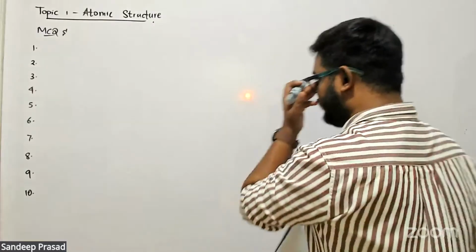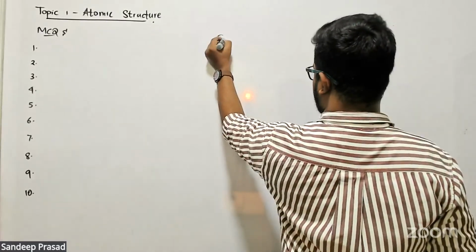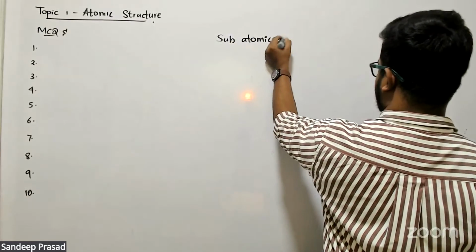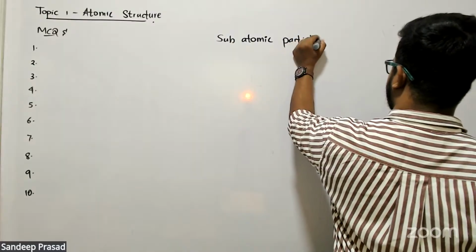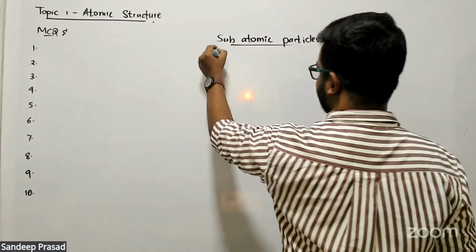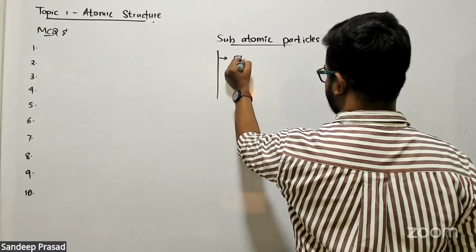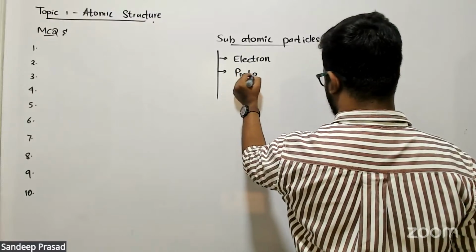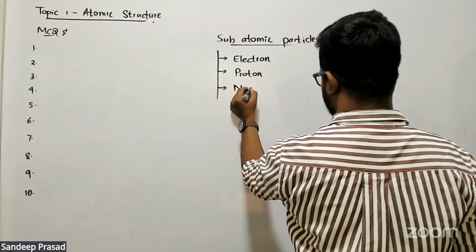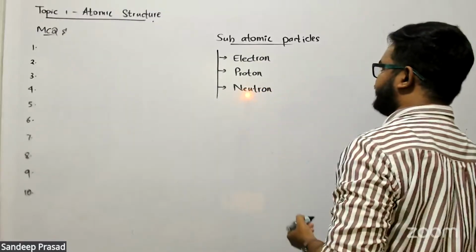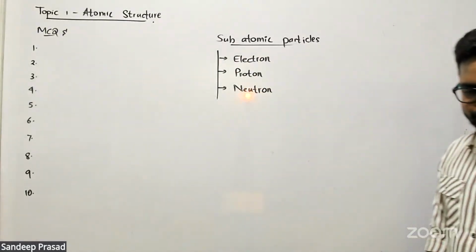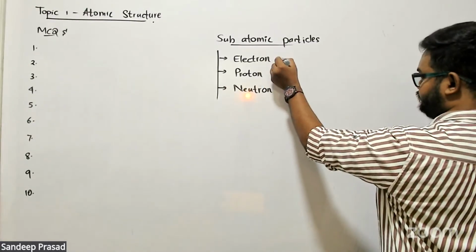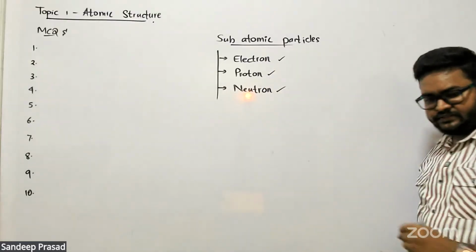Remember students, when we consider the subatomic particles, in A levels also we are discussing subatomic particles. There are 3 subatomic particles that we have to discuss. One is electron, the other one is proton, and the next one is neutron. So these are the 3 subatomic particles that we have to discuss. You have already learned about these things in your O levels also.